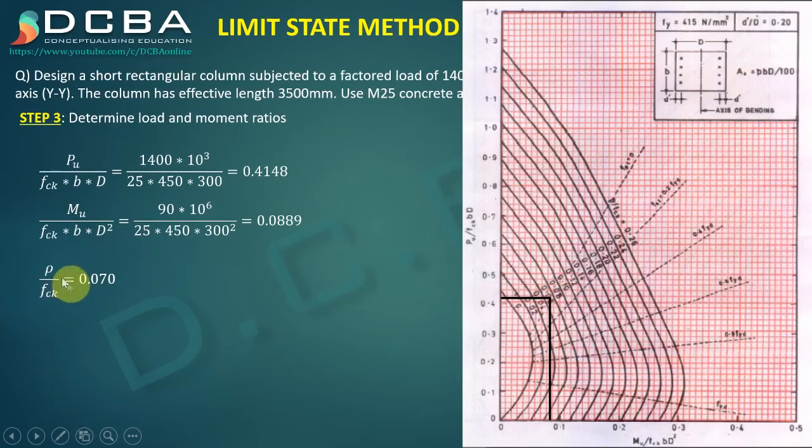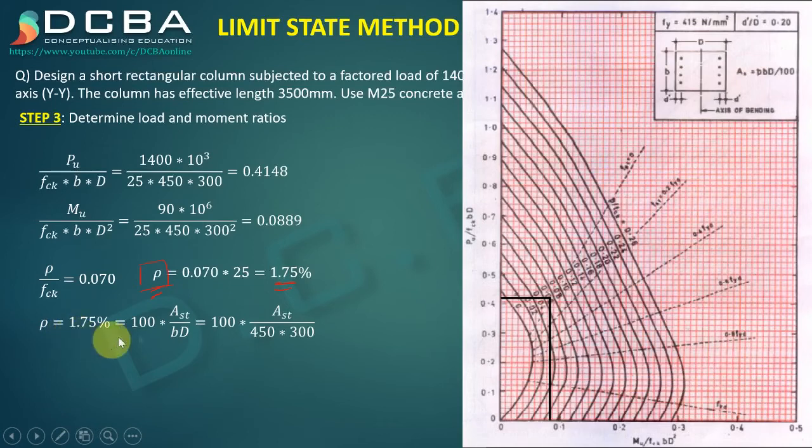So let me take this ratio of rho by FCK to be 0.07. So rho will come to be 0.07 multiplied by 25, which is 1.75%. This is the actual steel reinforcement that we have to provide. If you remember, the first step that we did was to assume the steel percentage, and we assumed it to be 2%. That was an assumption, and that led us to the actual reinforcement percentage, which is 1.75%. So this is what we will be using.